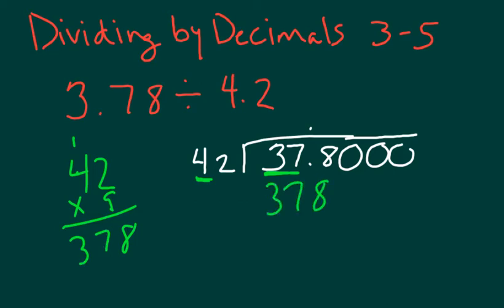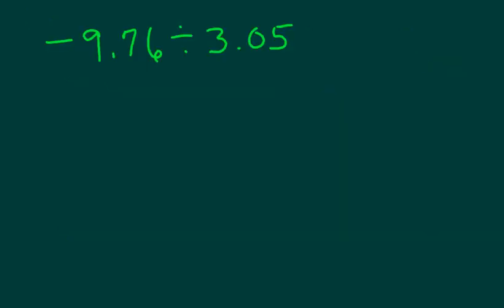Now, how do we know where to write the 9? You look at the very last number here, and you write the 9 above it. So the 9 goes there. And remember that decimal? So the answer is 0.9. Okay, here's our next problem.